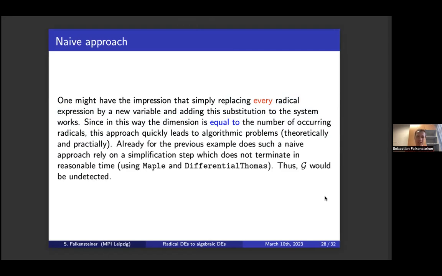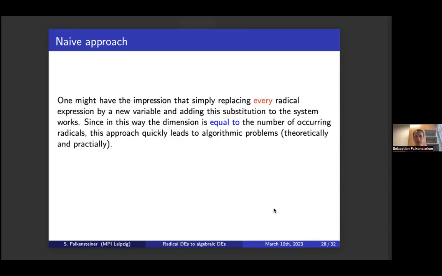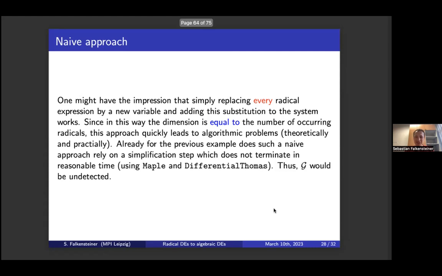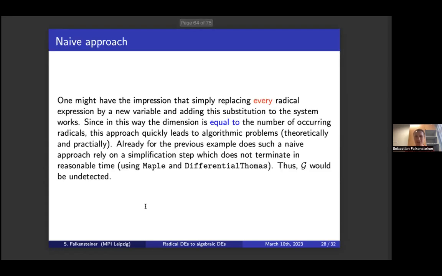So for this example, G would not be found with such a naive approach. I ran it 2 days with differential Thomas, and even for this G, which is already much simplified, it could not terminate. So yeah.